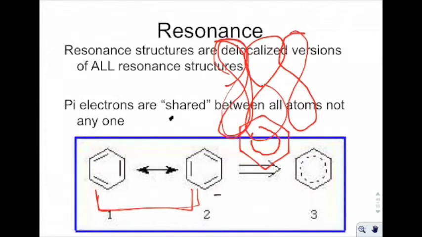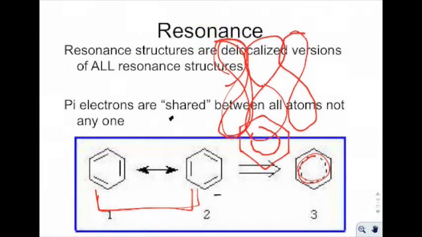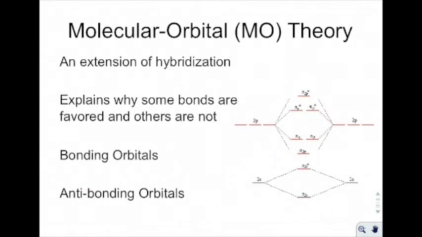So what you have is a delocalized version in which all the electrons are kind of shared between the molecules. Now that references only the pi electrons, not the sigma electrons. So this is where we come to molecular orbital theory. Molecular orbital theory is an extension of hybridization based on the wave nature of the electrons. Whenever we look at the wave nature of electrons, we produce what's called a bonding orbital and an anti-bonding orbital.